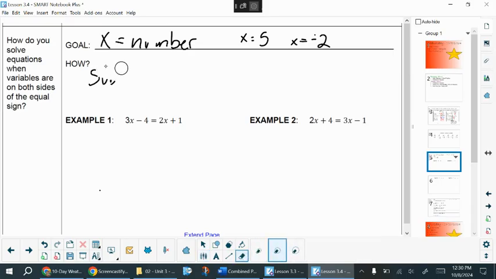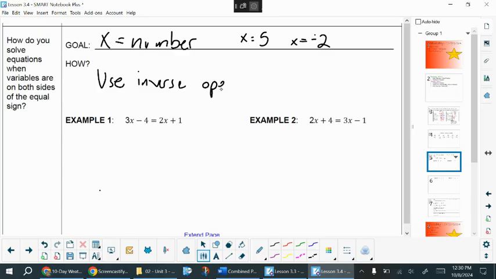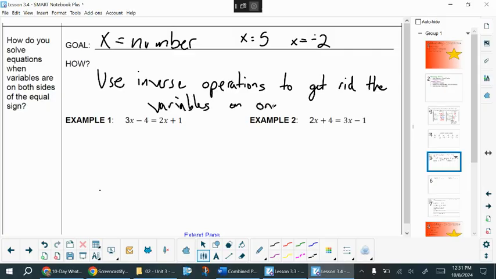Actually, let's just use a different word. Let's say use inverse operations to get rid of the variables on one side. You'll hear this described a couple different ways in math. I like to say getting rid of the variable on one side. A lot of teachers will talk about collecting all the variables on one side. I think that's maybe not the most accurate term because we're not just moving 2x to the other side. We actually have to use those inverse operations.